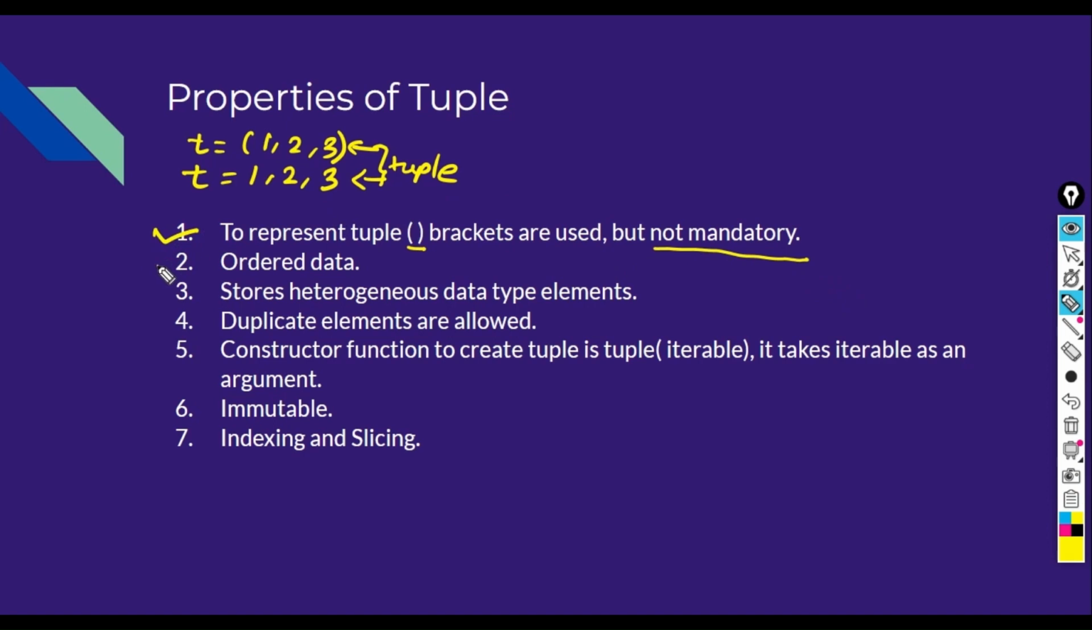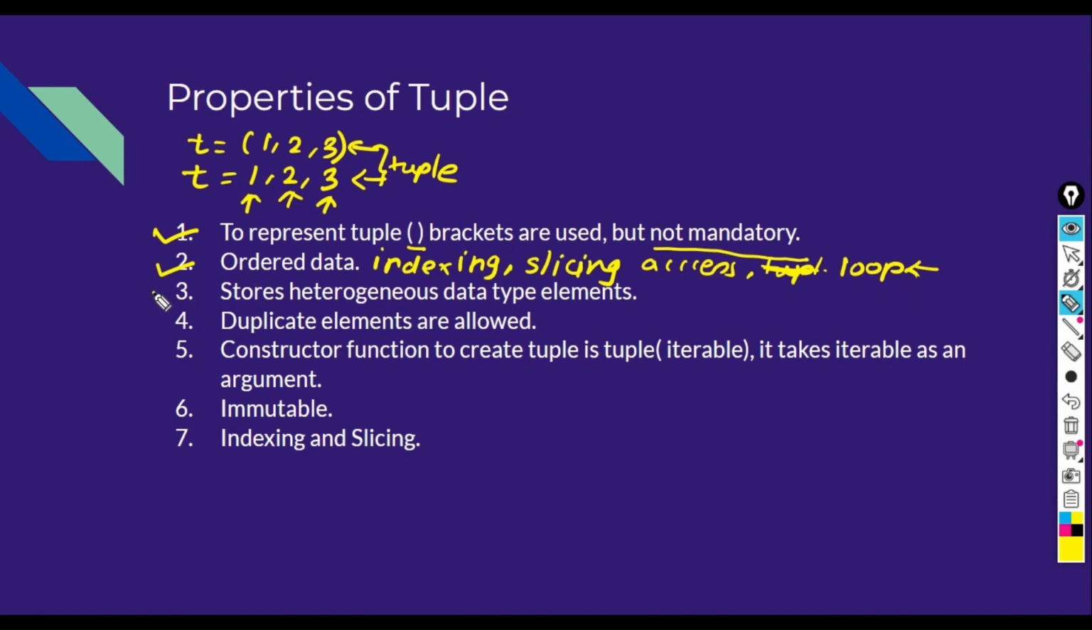Next property is ordered data, means whatever the order of these elements is, that is important. And using indexing and slicing you can access elements, and using a loop also you can iterate over the tuple.